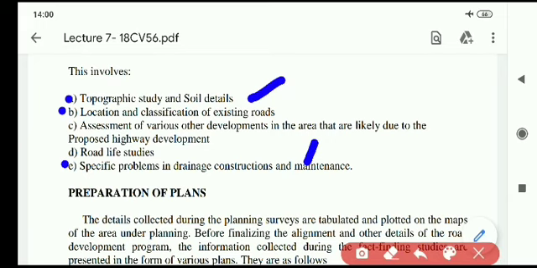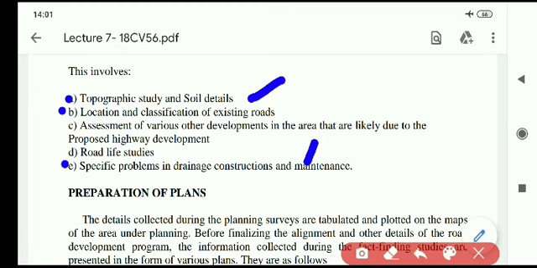It mainly depends upon the nature of the subgrade. It mainly depends upon the type of materials which are going to be used for the construction of highways, and the method of construction or construction methodologies that you are going to implement. That is also considered under the road life studies.